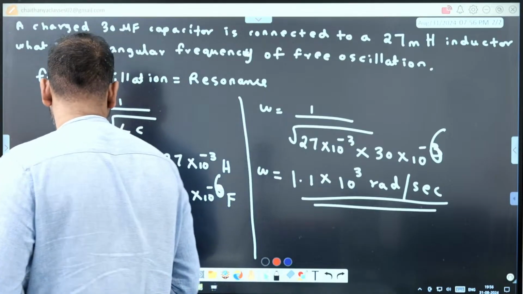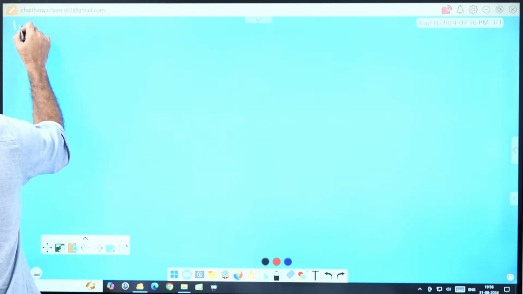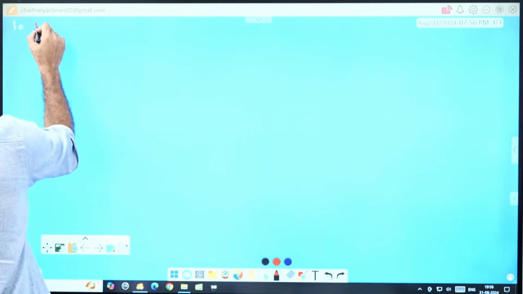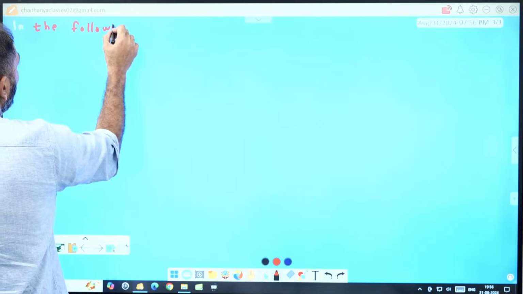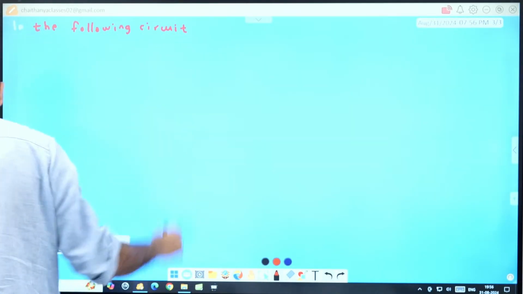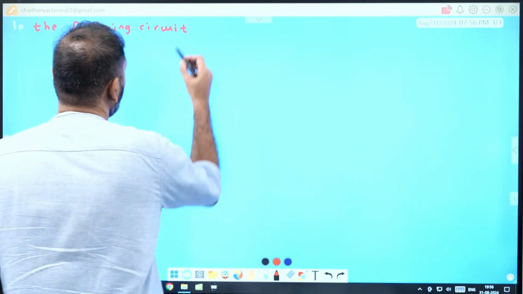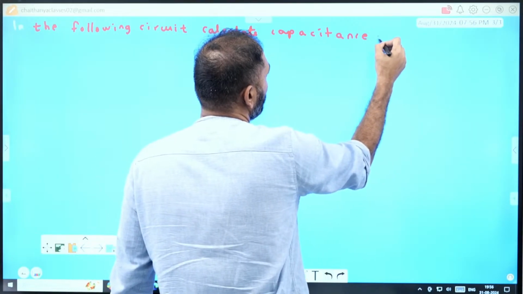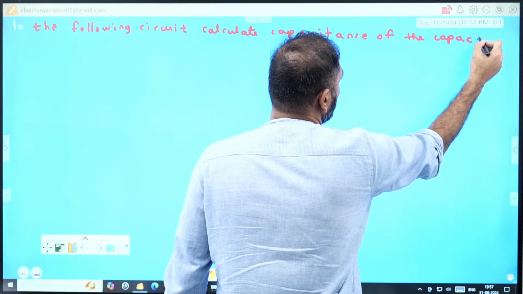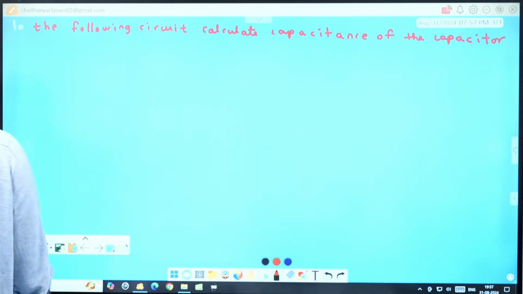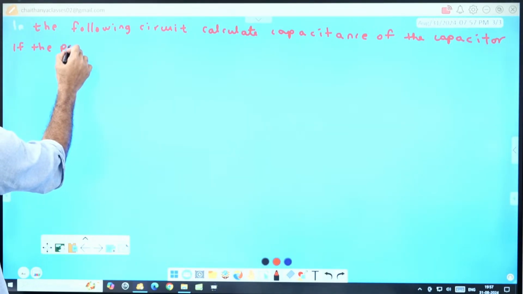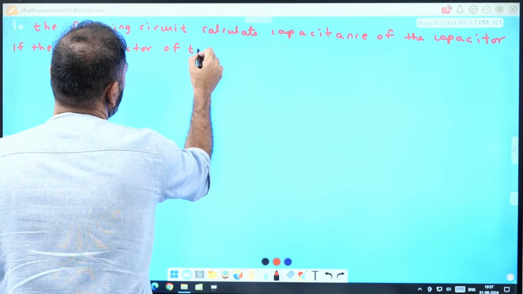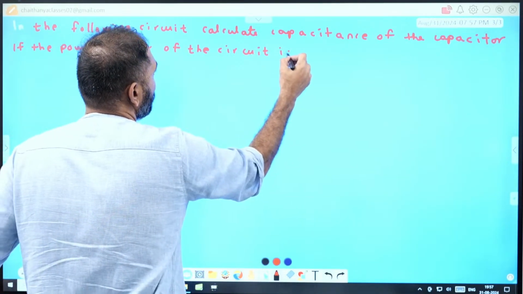Next question. In the following circuit, calculate the capacitance of the capacitor if the power factor of the circuit is unity.